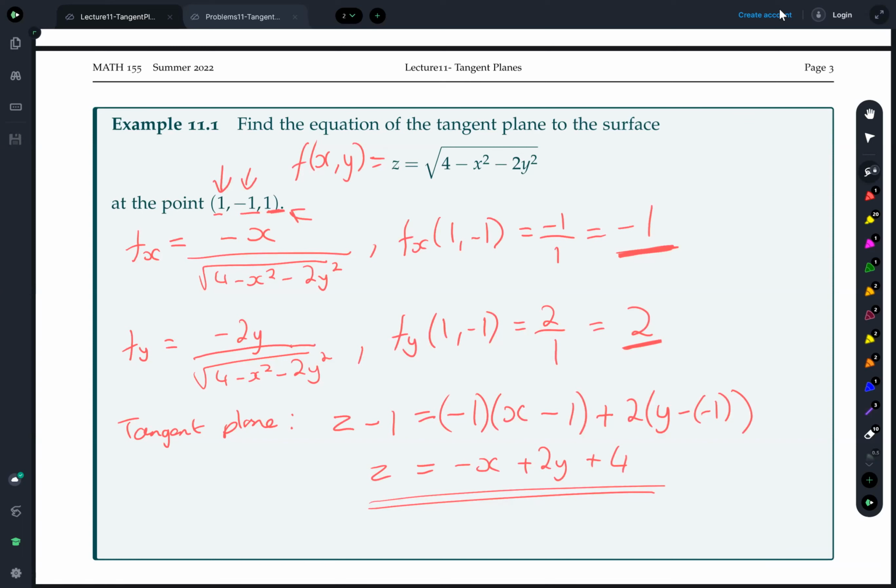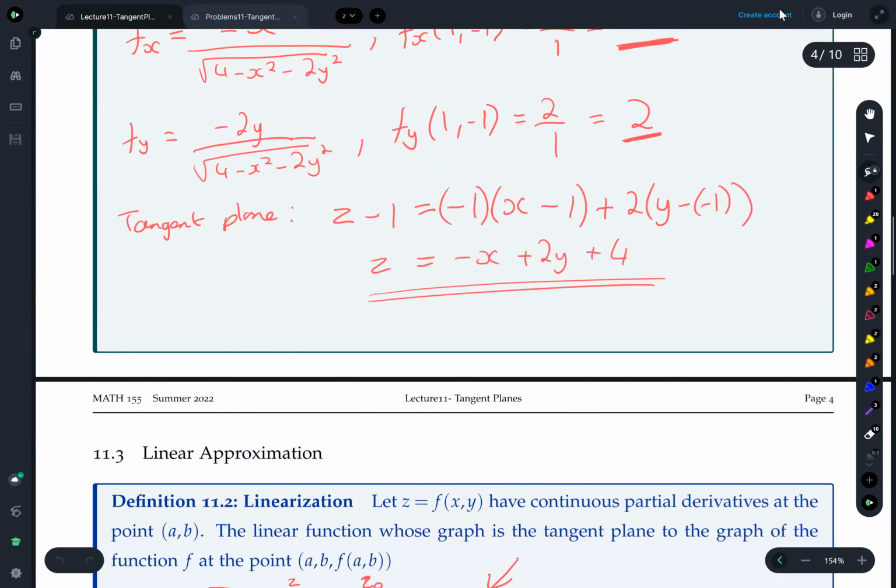That was plus 2y, sorry. z is equal to minus x plus 2y plus 4. That gives us the equation of our plane. Okay, so that's all we would need to do. Sometimes it might be preferable to leave it in the z minus z naught form. We'll talk about that a little later with linear approximations.